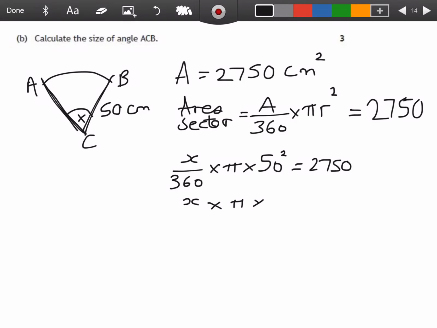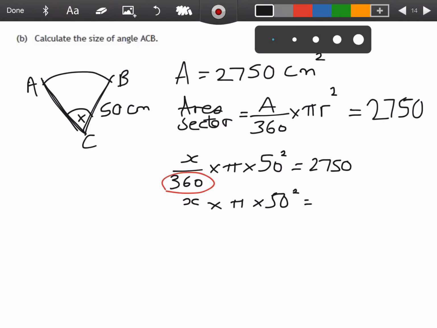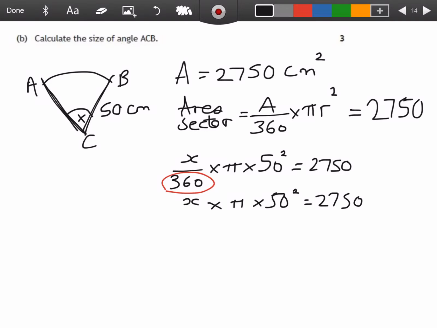I'm going to get rid of the 360. That 360 here is dividing. So how do I reverse it or get rid of it? I multiply by 360 on the opposite side, which is 990000. Yes, that's what we get when we multiply by the 360.